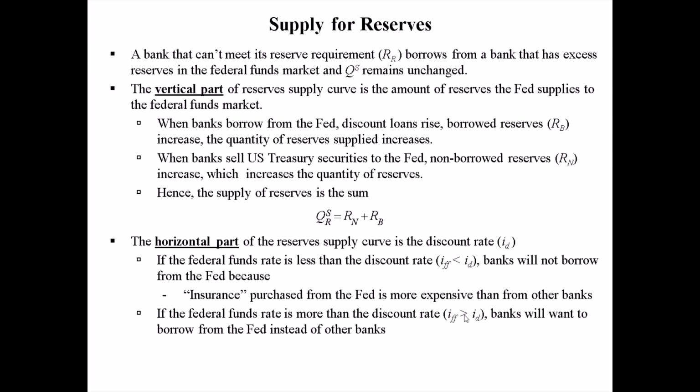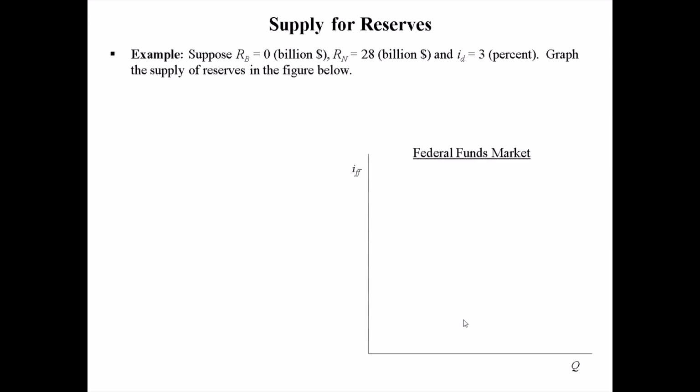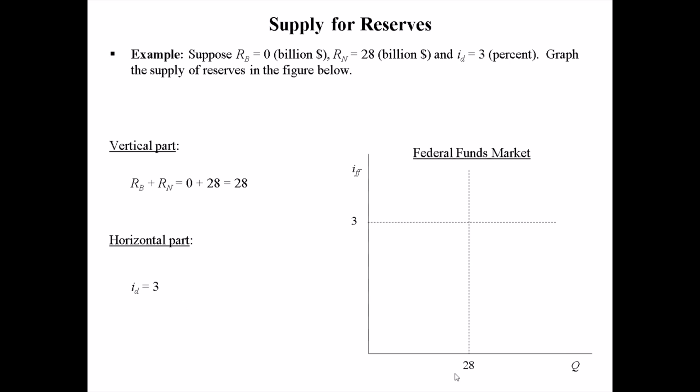If the opposite is true, which was historically accurate up until 2003, if the federal funds rate is greater than the discount rate, then banks will want to borrow from the Fed, right? But from here on, the federal funds rate is usually set below the discount rate. So this is the normal situation now. This was what it was before. Okay, so the vertical section in this example is just borrowed reserves plus non-borrowed reserves, 28. And the horizontal part is the discount rate, which is 3. So to make the supply of reserves, you go up and turn right at the discount rate.